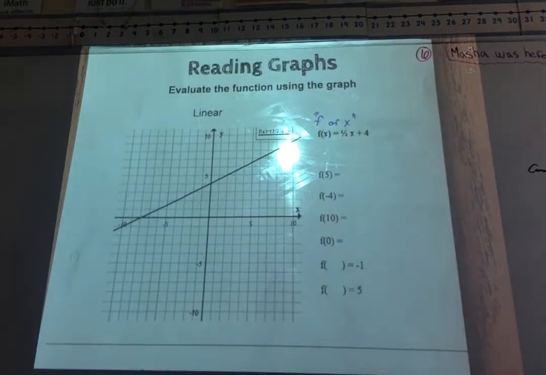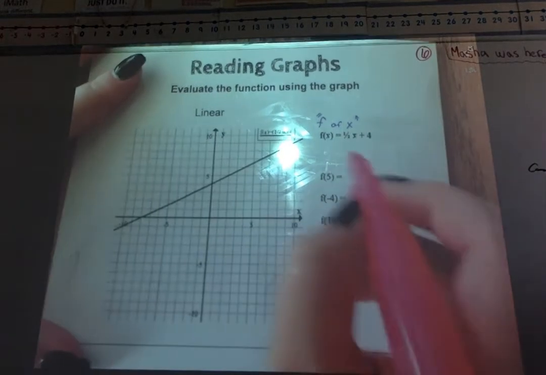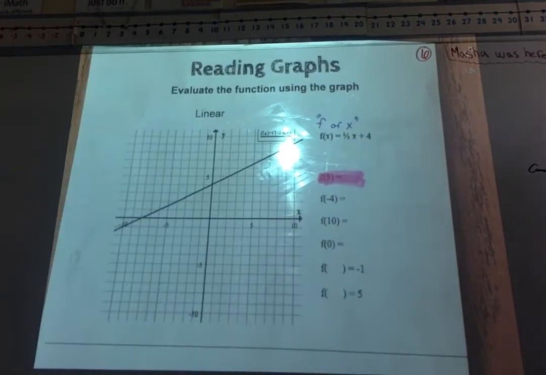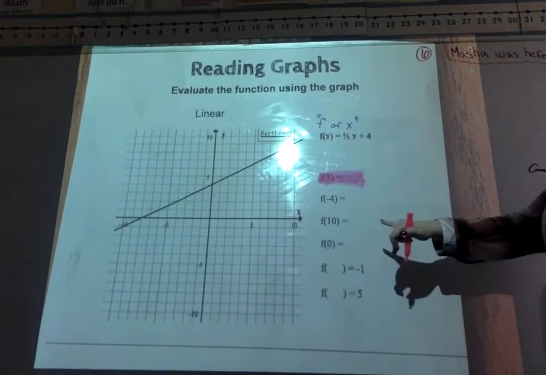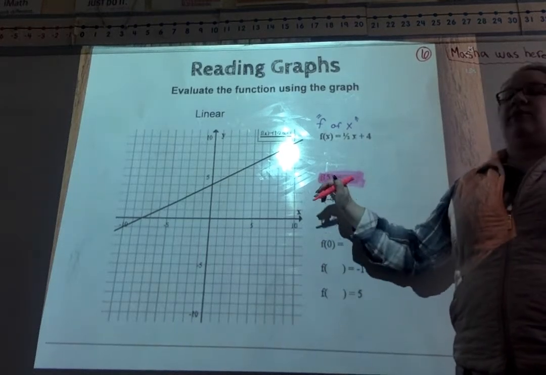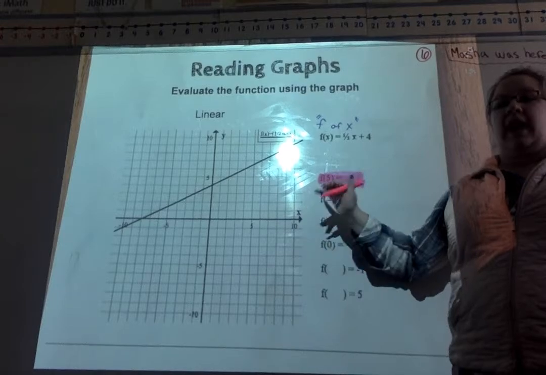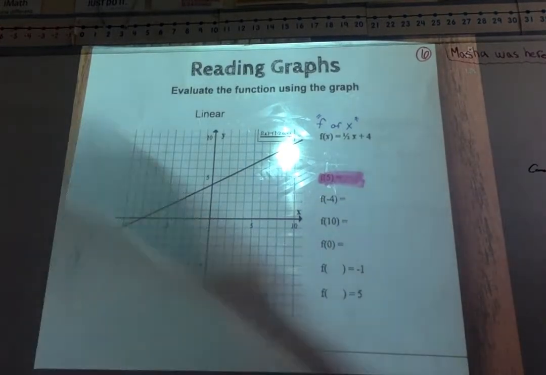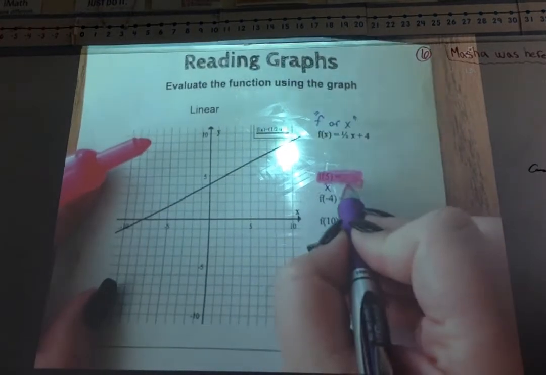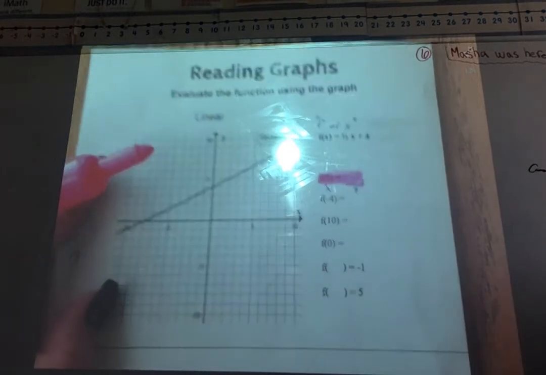So I'm going to take my first highlighter color, and I'm going to highlight f of 5. So this number inside the parentheses, what variable is it replacing? X or Y? X, okay? So this is also known as X. You can use your pencils to write that in, so X. So essentially, I'm looking for what the Y is now.